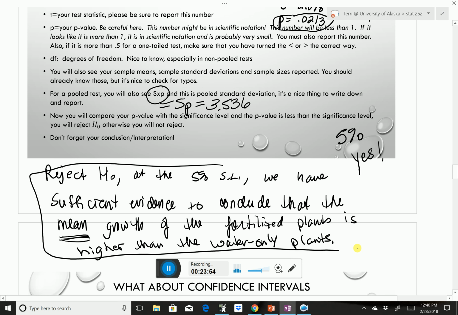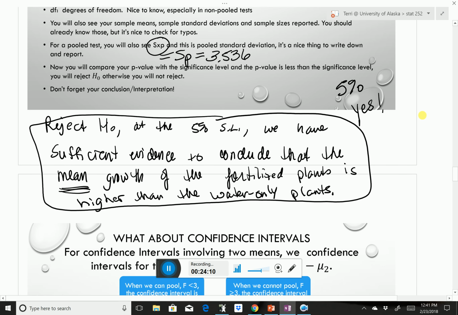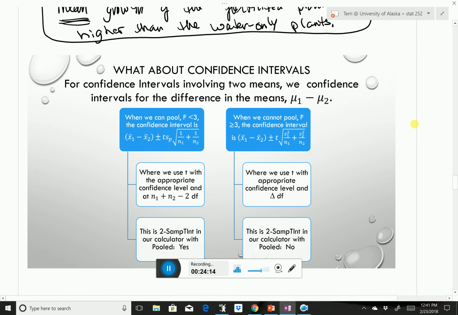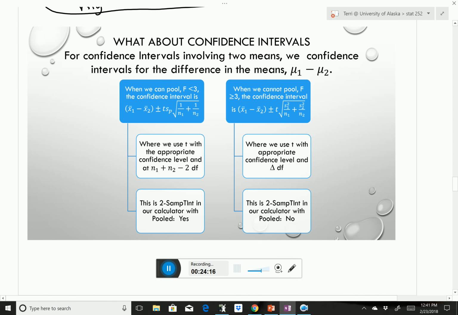So I put it back into words. Remember, you can conclude or you can't conclude your alternative hypothesis. My alternative was that the mean growth of the fertilized plants was higher than the mean growth of the water-only plants. All right, so now what about a confidence interval? Well, when we do a confidence interval of this sort, it is involving two means, and we're really looking at the confidence interval for the difference of the two means.